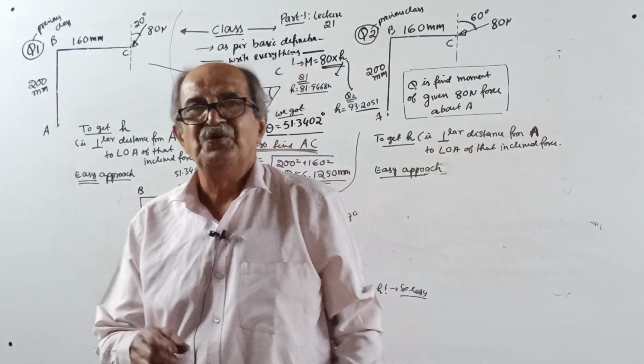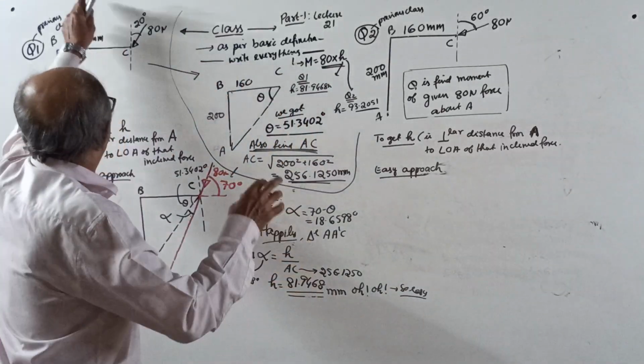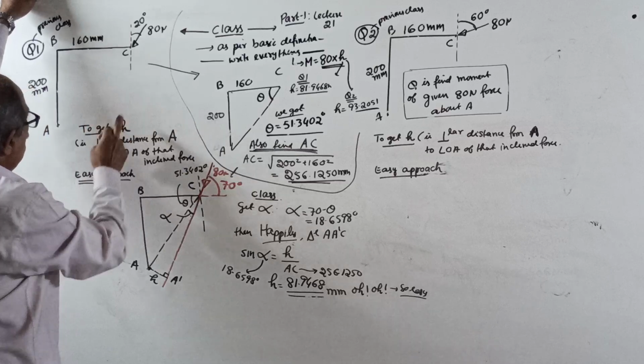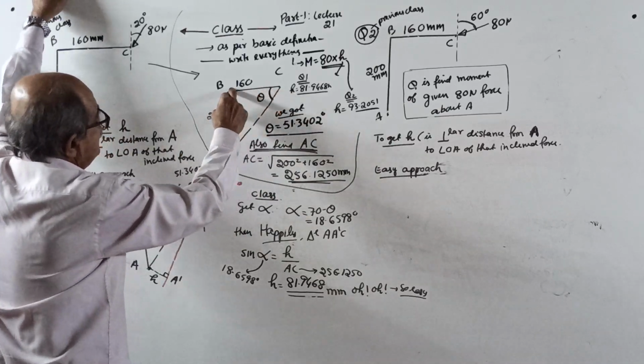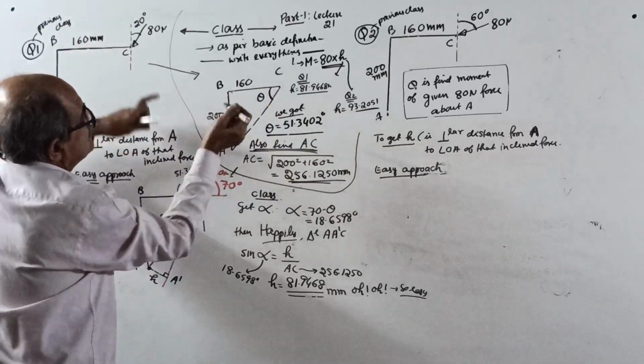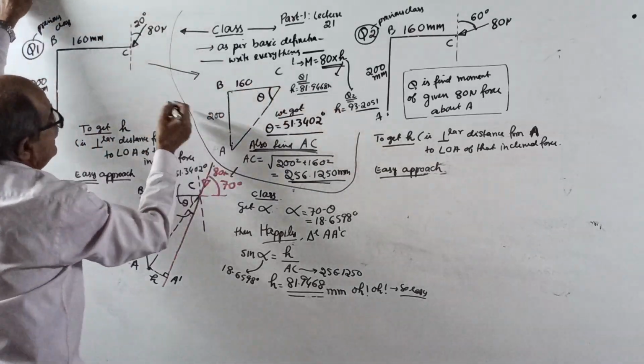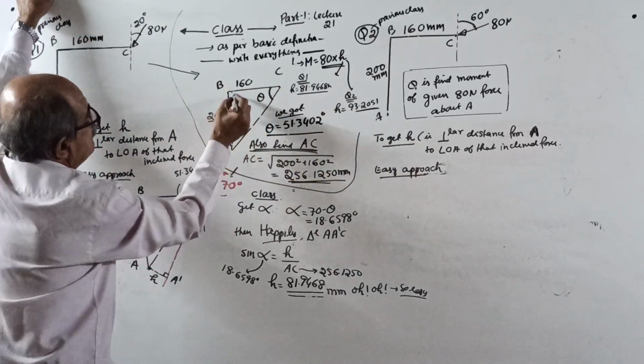I already wrote to save the time. See, now the question is there. How to find H is important. Go there. See, BC is 160, 200. You should first find this angle. That is tan theta equal to 200 divided by 160.